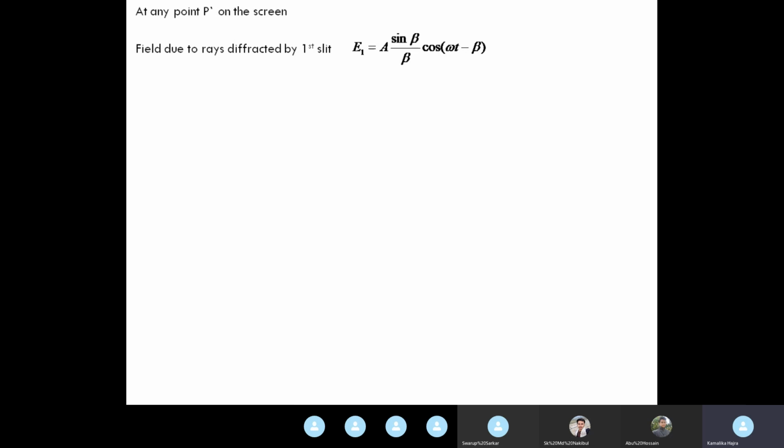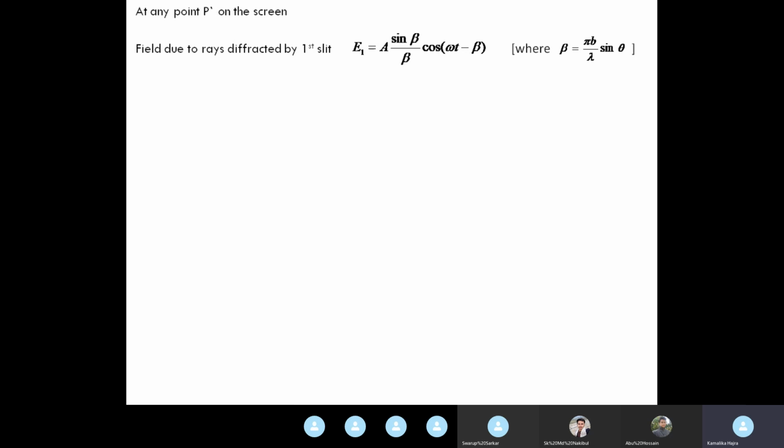Now, if you consider just the first slit alone, it diffracts by itself rays at an angle theta and different values of theta. So the sum of all the rays that are converging at a point P diffracted due to the first slit will be single slit diffraction, and the field is given by E1 equal to A sine beta by beta cos omega t minus beta. You can look up the result from your previous day's notes.